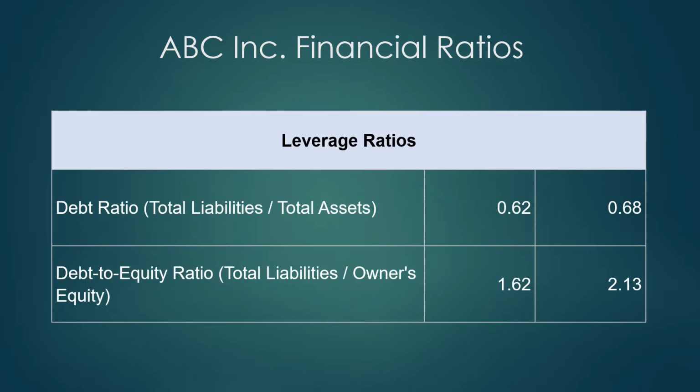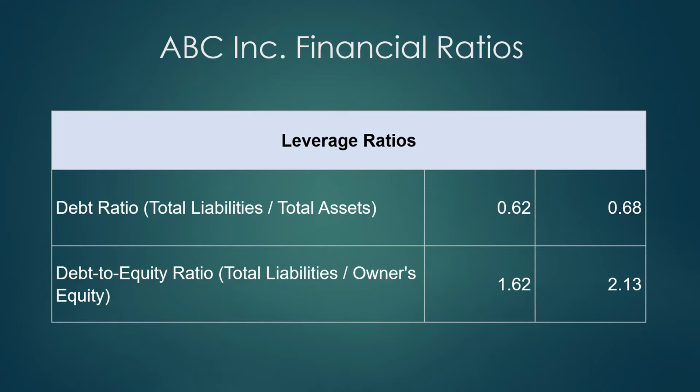The next set of ratios are the leverage ratios. The debt ratio shows how much of the assets are financed with debt. This went down from 0.68 in 2017 to 0.62 in 2018.